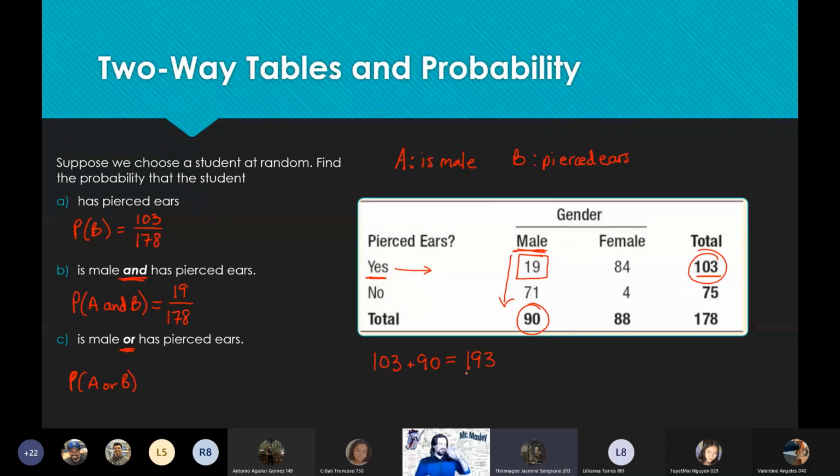Yep. I can't have 193. I can't have a probability greater than 1, right? Probability has to be between 0 and 1. So this isn't working. Can anyone see what happened to make it not work?